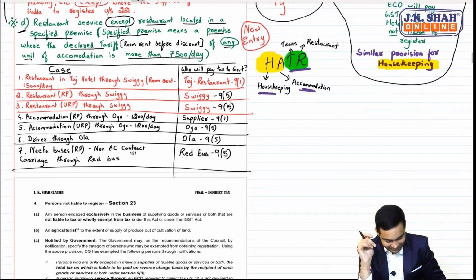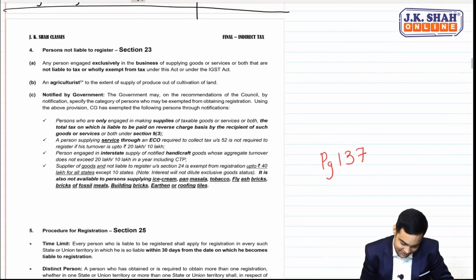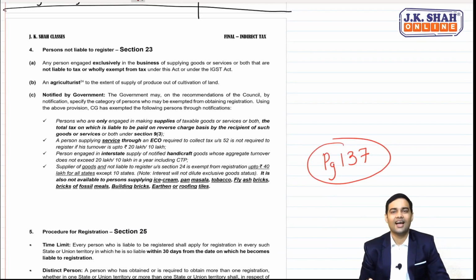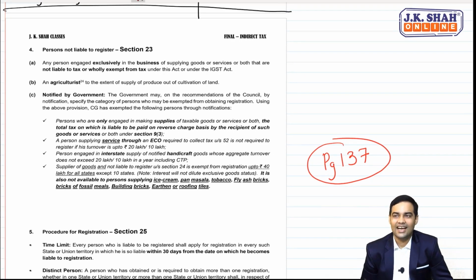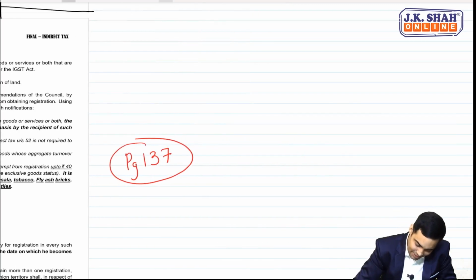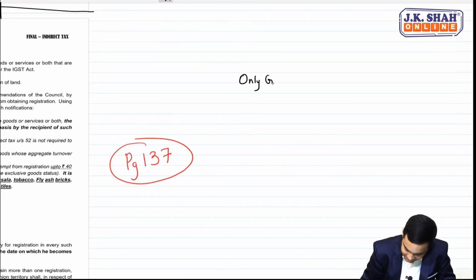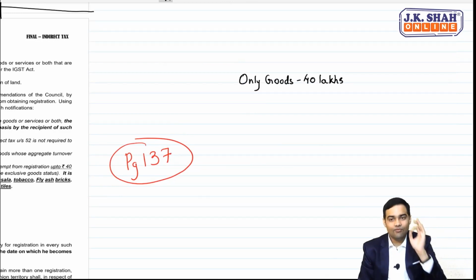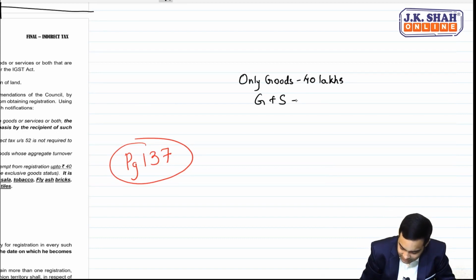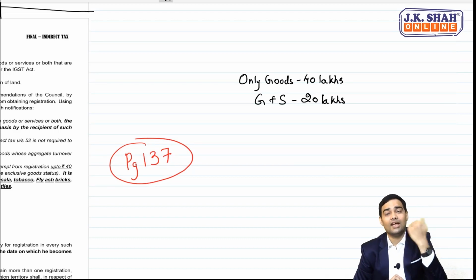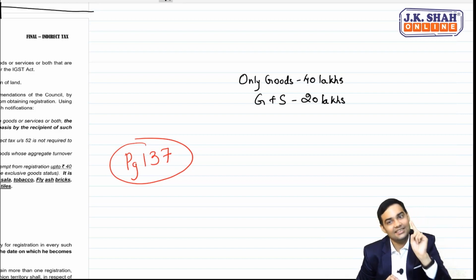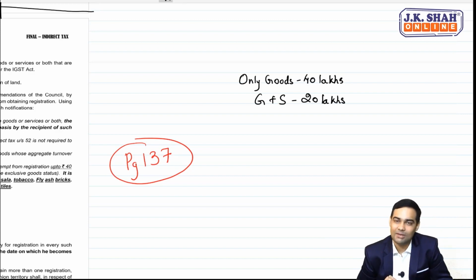Okay. Come forward. Next page is page 137. Very small amendment. Now, see, you remember 40 lakh limit is applicable if you are only supplying goods. I'll just give you a background. If you are only supplying goods, then in that case, 40 lakh limit is applicable. And if you are supplying goods plus services, then 20 lakh limit is applicable. Correct? And if you are supplying goods and you are earning interest on loans, deposits, advances, still you will get 40 lakh limit. Again, you will be eligible for 40 lakh.